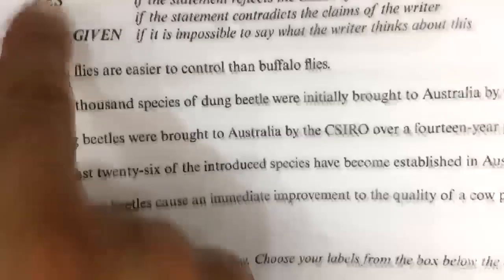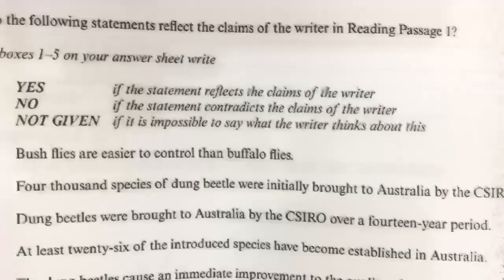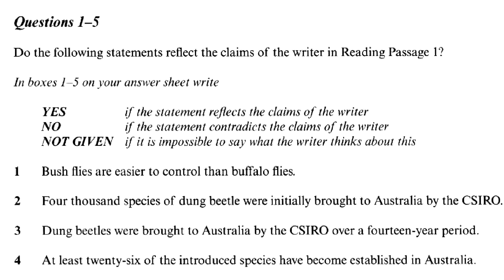Here's yes, no, not given. You'll be given questions like if the statement reflects the claims of the writer, then yes. If the statement contradicts the claims of the writer, then no. If it is impossible to say what the writer thinks about this, not given.